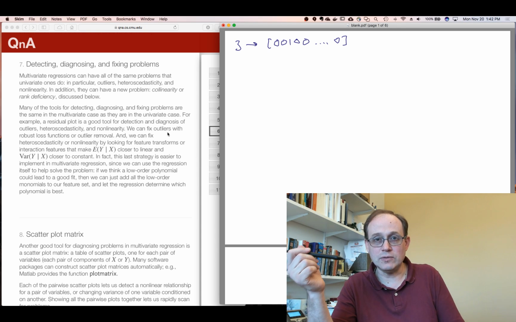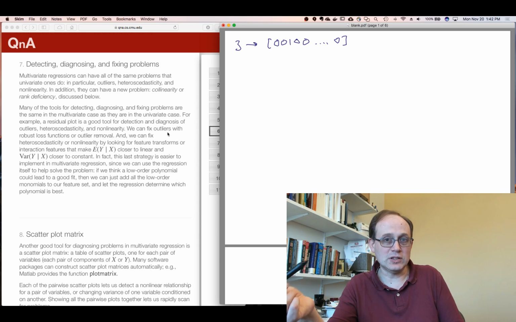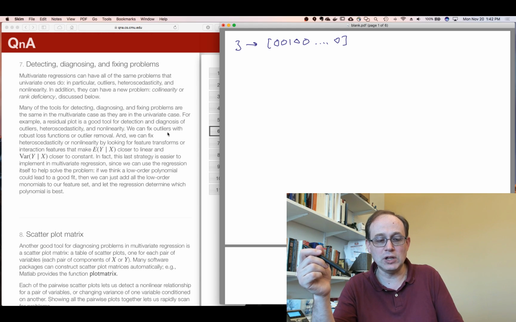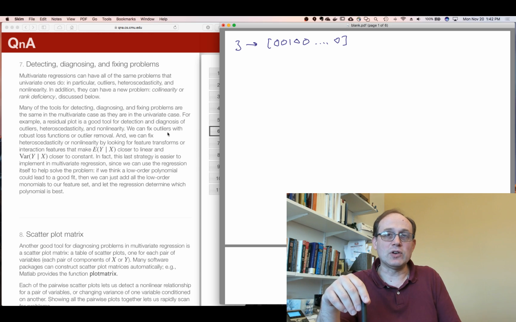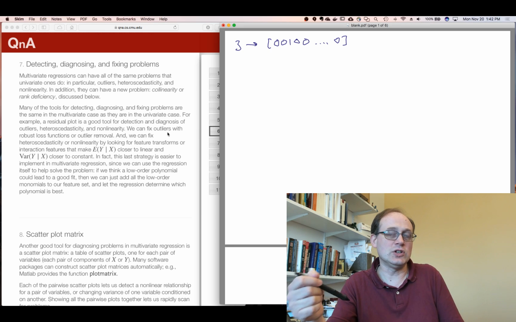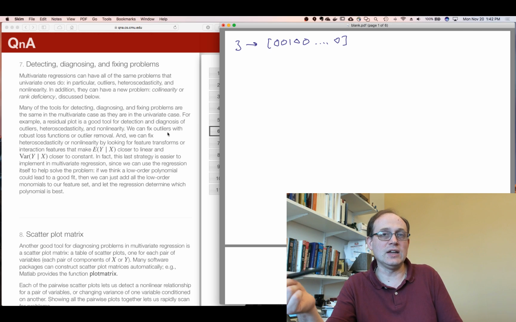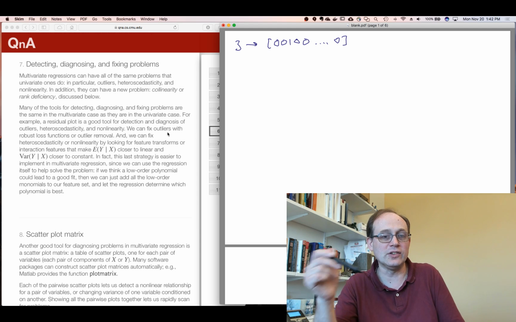So we can fix outliers with robust loss functions or with outlier removal, and we look for feature transforms to try and remove the nonlinearity. And the nice thing about multivariate regression is that you can try all sorts of nonlinear transforms of your input features in order to make the regression easier, and it doesn't change the multivariateness of the regression.